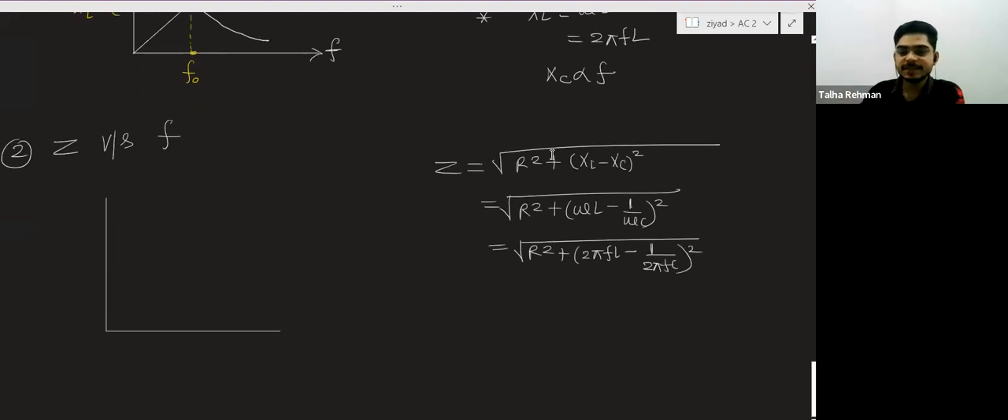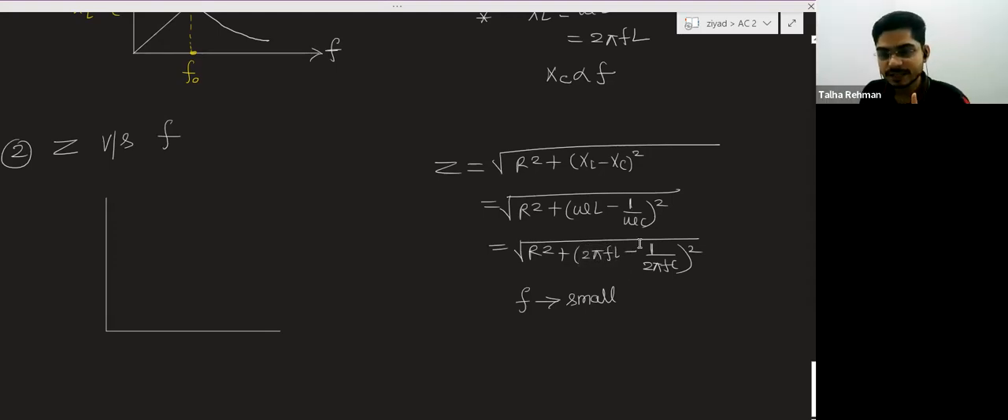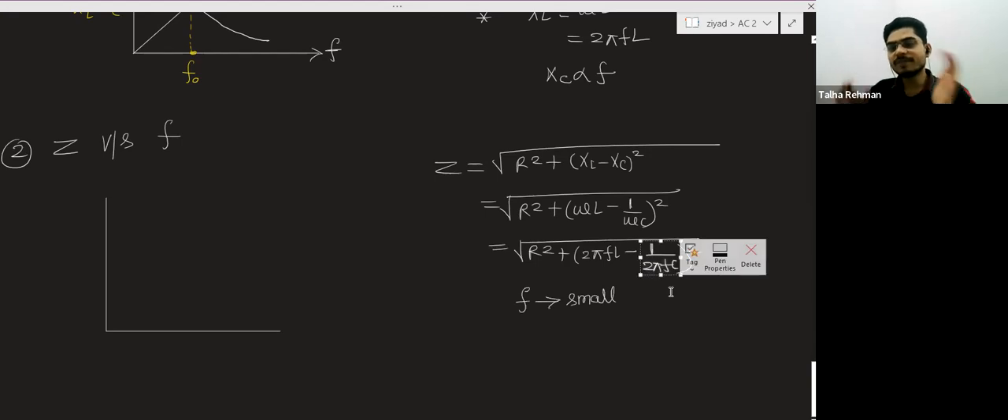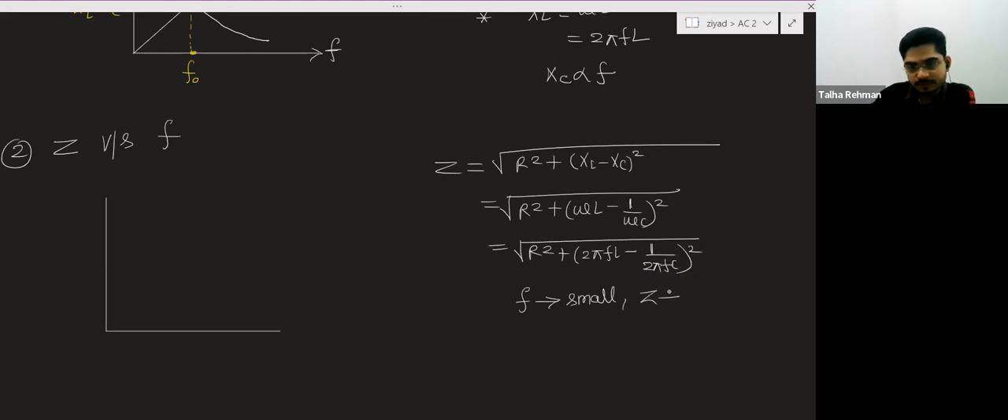If you take any small value of F, a small frequency, this term will be small, and this other term will be large. So small minus large will become something, and Z becomes large. Why does Z become large? Because something will be added to the resistance.